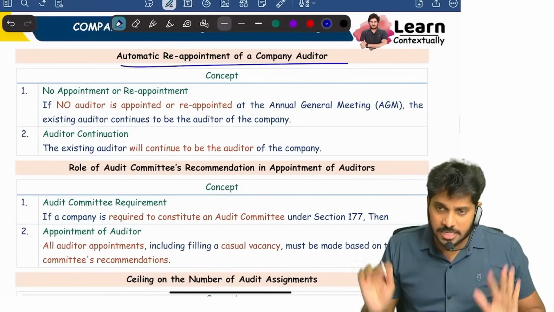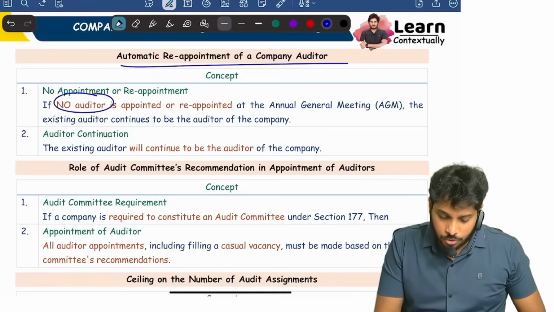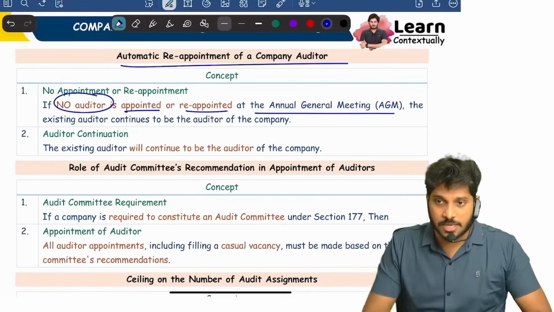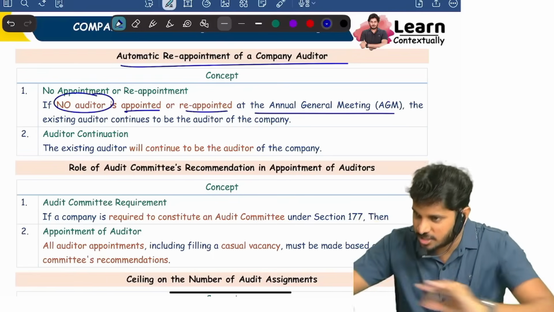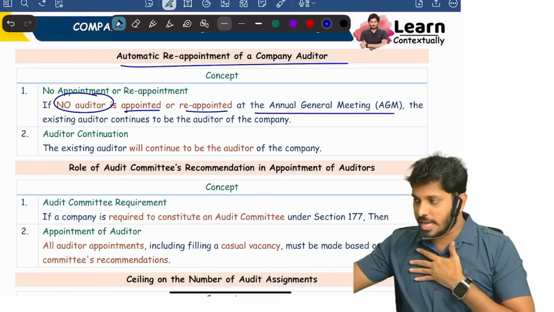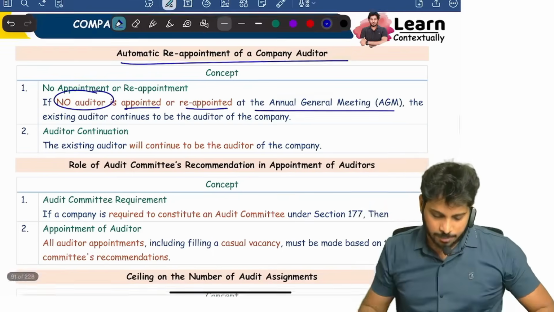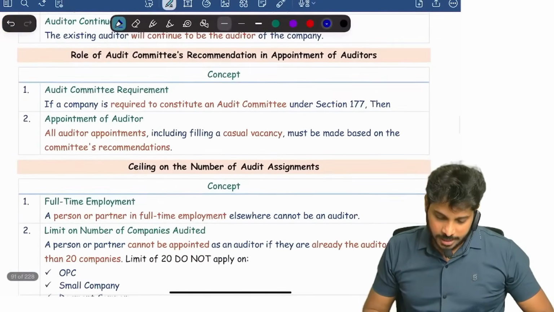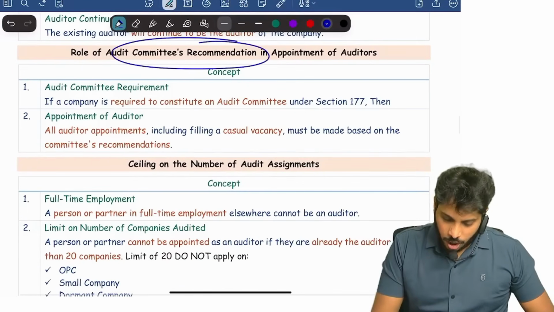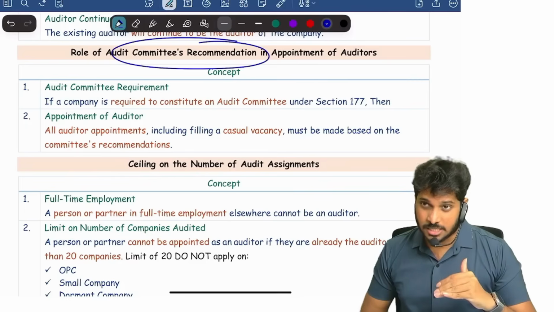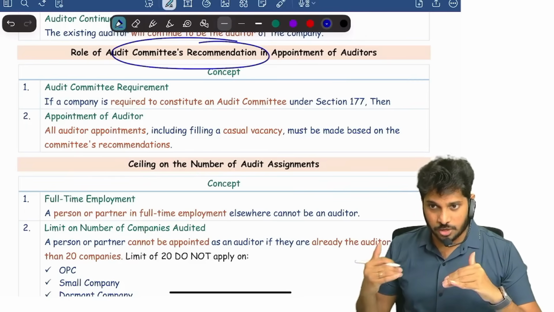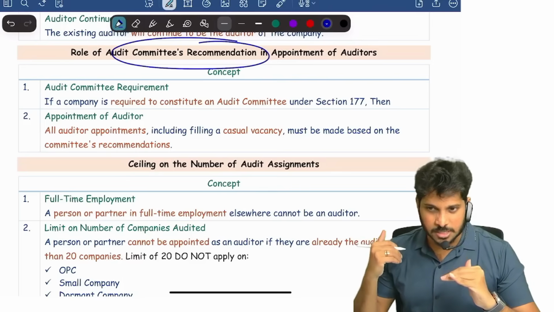So, automatic reappointment. What is automatic reappointment? If no auditor is appointed or reappointed at the AGM, which means in the AGM, the auditor appointment, reappointment discussion itself does not come, then we assume that the existing auditor is automatically reappointed. Are you clear? Next. Now, audit committee. Audit committee will participate. Actually, we have a discussion about audit committee later. What is the role of audit committee? What are the functions of audit committee? Some discussion is there, we will discuss.